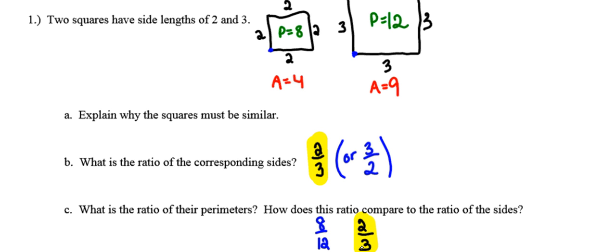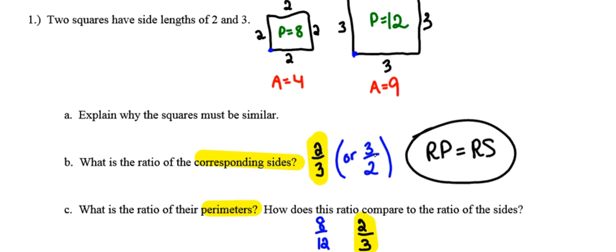Notice that the ratio of the perimeters and the ratio of the corresponding sides are exactly identical. If we know what the ratio of the perimeters is for any similar polygons, we also know the ratio of the corresponding sides, or vice versa. If they tell us one, we automatically know the other. So I'm going to use a little shorthand notation here and say the ratio of the perimeters is always going to be equal to the ratio of their corresponding sides. That's a big key idea.